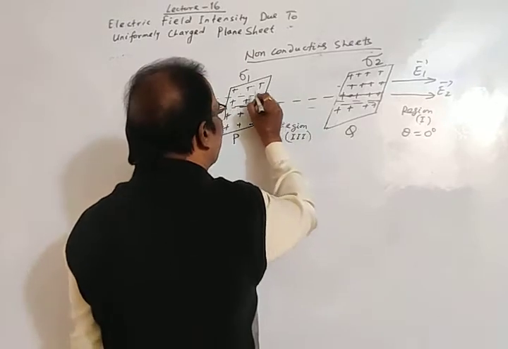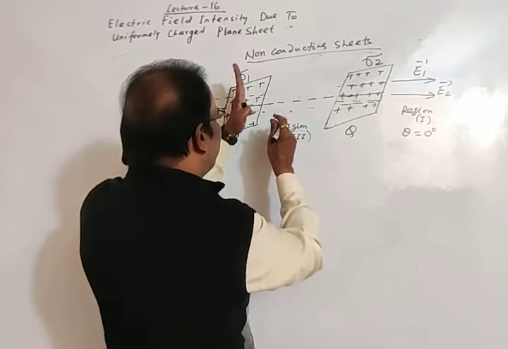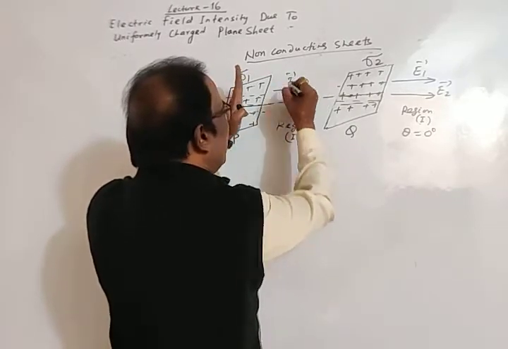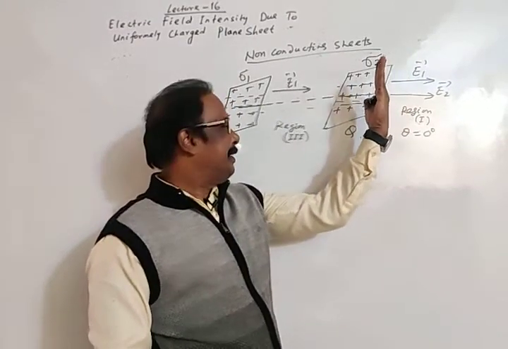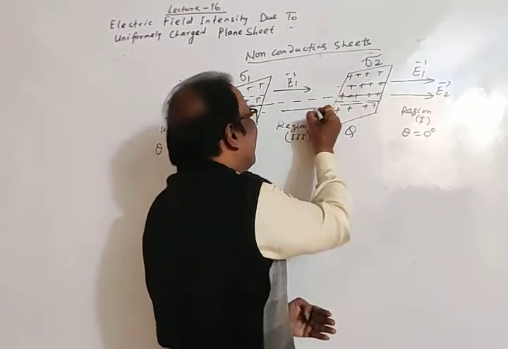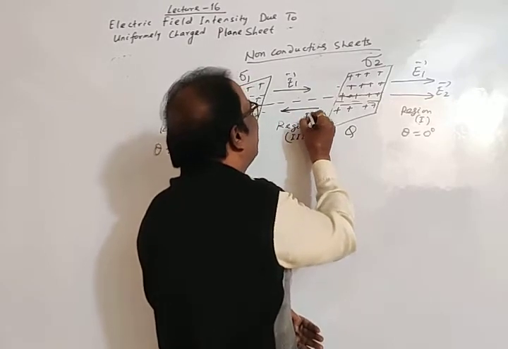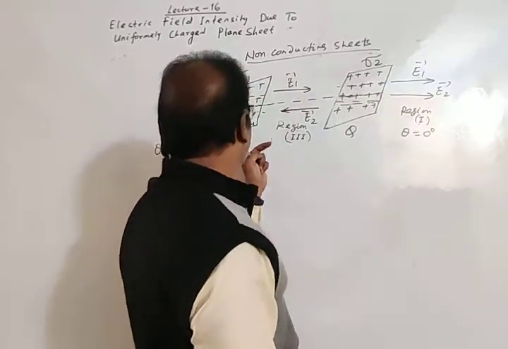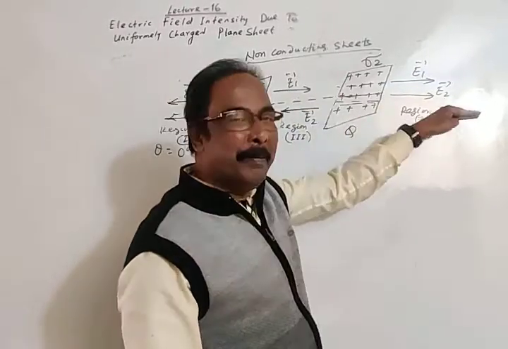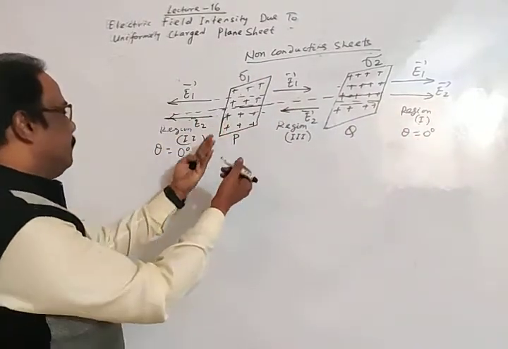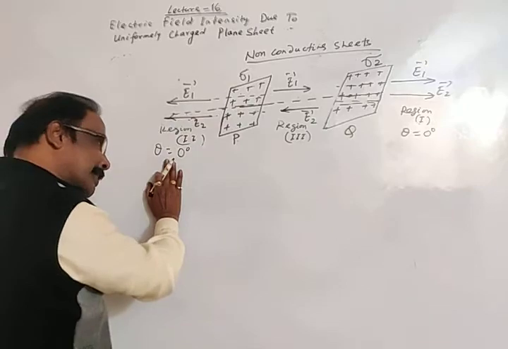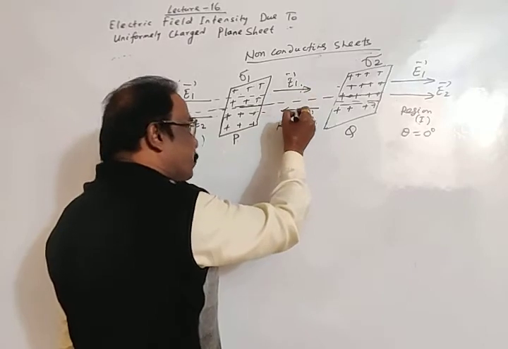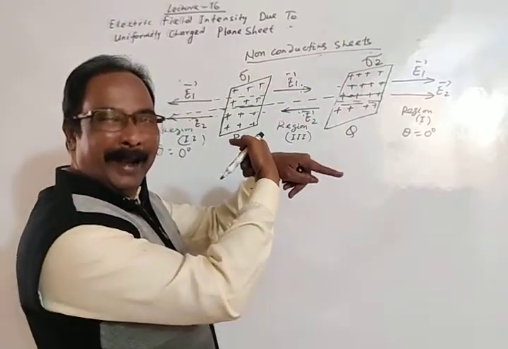But in between, the electric field due to the positively charged plate P is away from the surface. This is E1. For the positively charged plate Q, the electric field is outward. So here, electric fields are in opposite directions. In the outer regions, E1 and E2 are in the same direction, theta is 0 degrees. Here also, theta is 0 degrees. In between, the angle between the electric fields is 180 degrees, since E1 and E2 are in opposite directions.